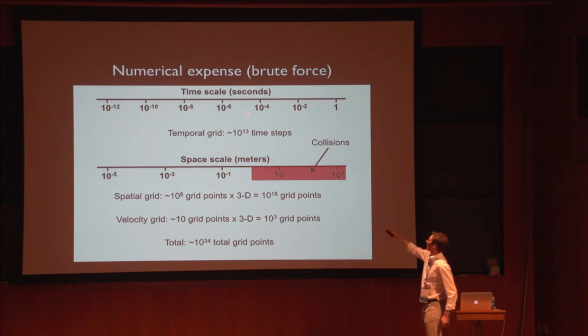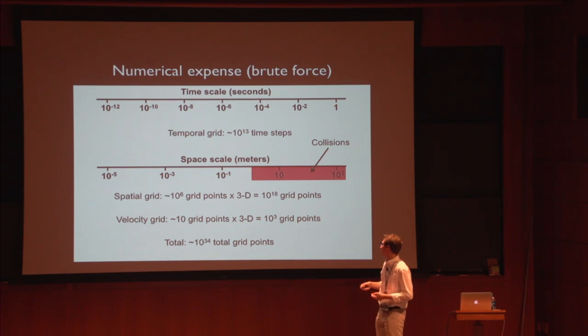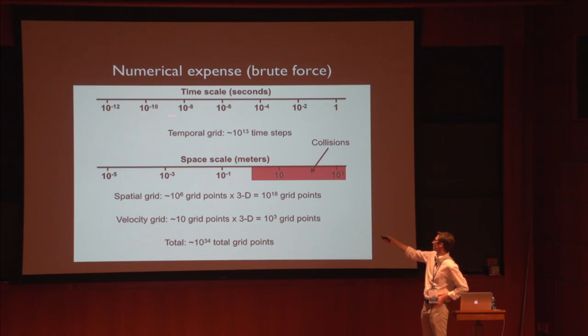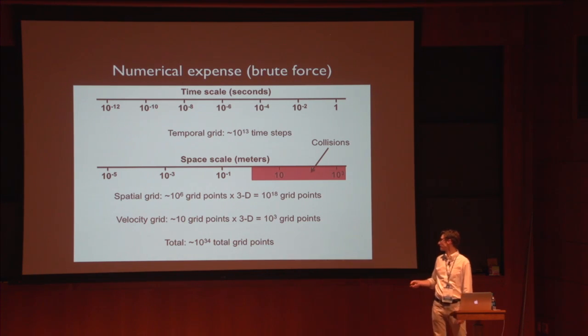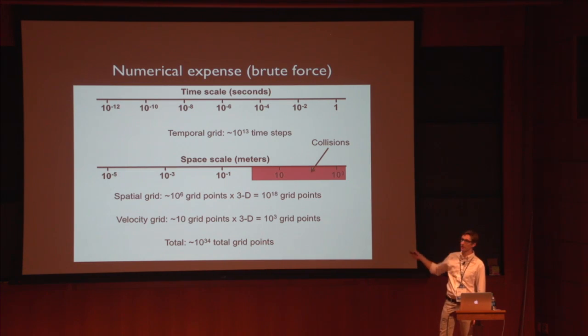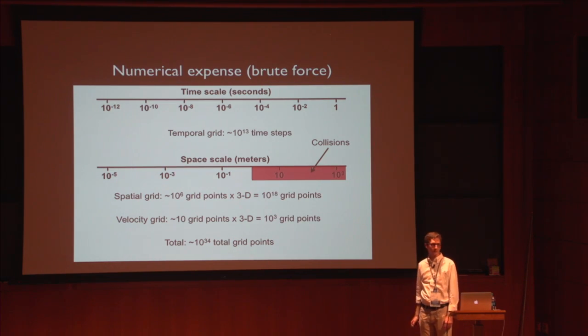If I just estimate how many grid points it would take to resolve all these time scales and spatial scales, and even take a very coarse grid in velocity space, here's what I end up with. The spatial grid ends up being something like 10 to the 6 grid points in 3 dimensions. So that's 10 to the 18 grid points for resolving space. For velocity, even if I only take 10 grid points in each of the 3 velocity directions, this gives me 10 to the 3 grid points, so a total here of 10 to the 34 grid points when I take into account the fact that I have to do this for 10 to the 13 time steps. So that's just enormous. There's no hope of doing this anytime in the near future on the largest computers we have available.